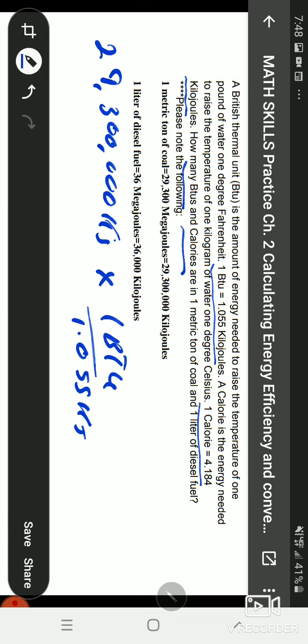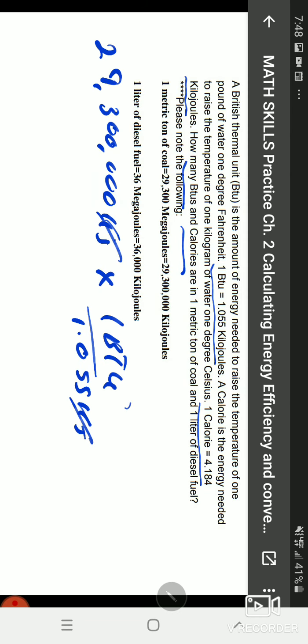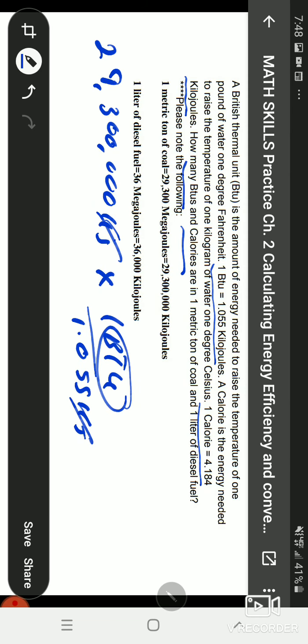Okay, now I'm going to see if I have a calculator so I don't have to go back and forth here. Of course I do not. I really don't want to go back for it because I think I'm going to forget that number. But all I would have to do is take this 29,300,000, a big number, and divide it by 1.055 kilojoules, and I would get that value. These would cancel, and I would be left in BTUs, which is exactly what I'm looking for.